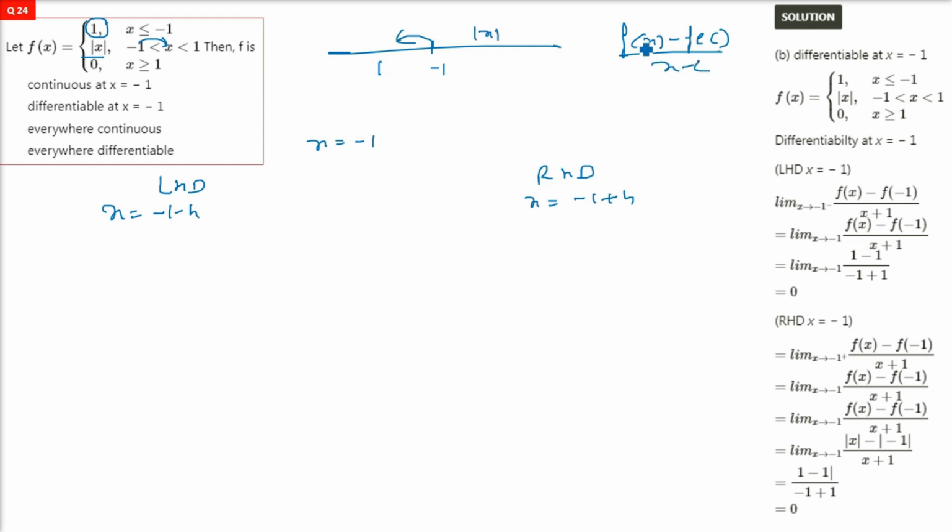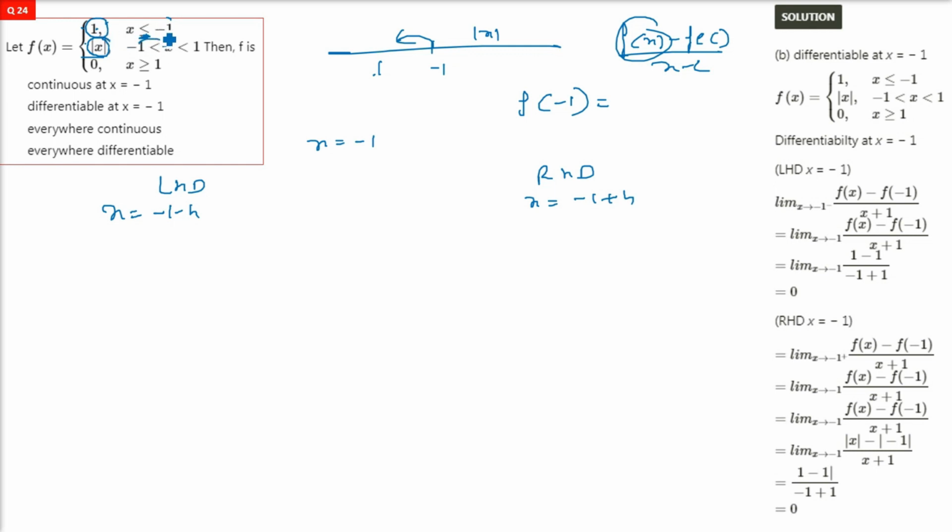f(x) minus f(c) by x minus c, that is what you are going to use, limit x tends to c in this case. So f(c) is basically f(-1). What is f(-1)? When you put -1, where is the equality sign? It is going to be 1. The equality sign is in the first piece, x is less than or equal to -1. So the equality sign is with -1, and f(-1) is 1. In place of f(c), you will just replace it by 1. And this f(x) on the right of -1, we will replace by modulus x.